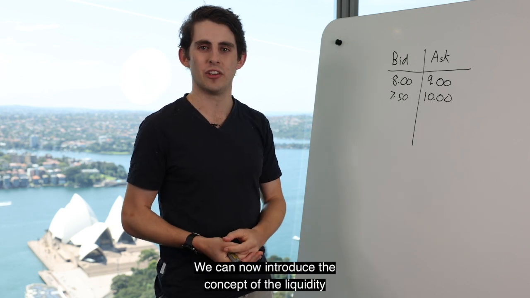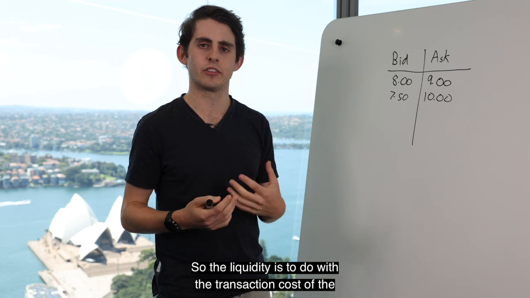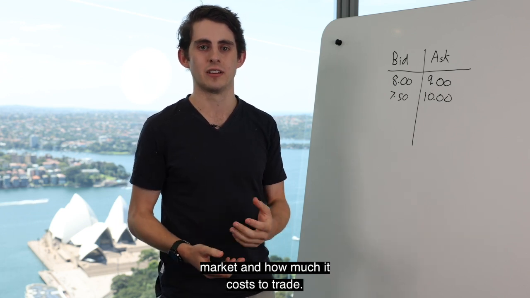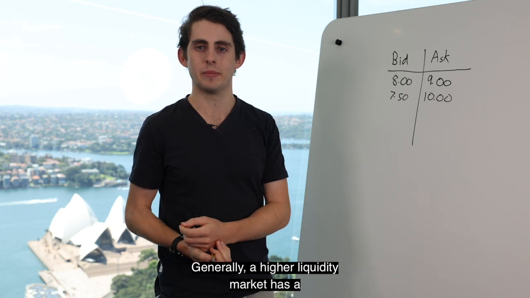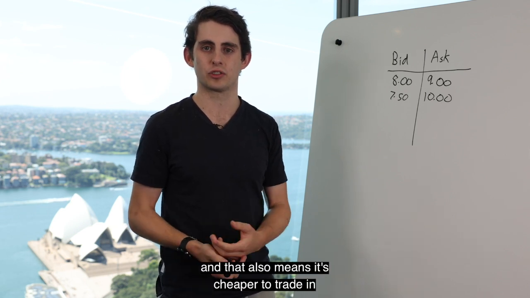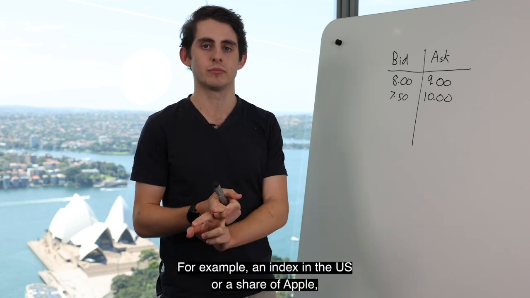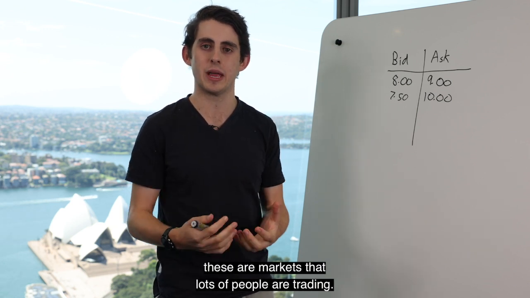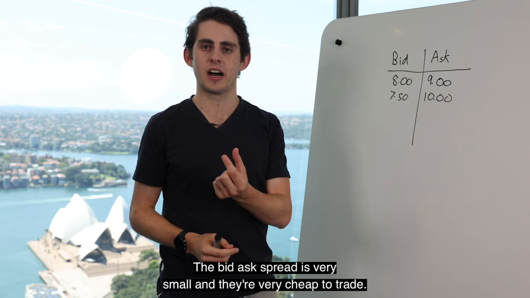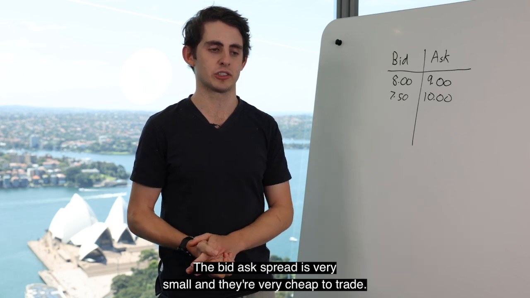We can now introduce the concept of the liquidity of a market. Liquidity is to do with the transaction cost of the market and how much it costs to trade. Generally, a higher liquidity market has a lower bid-ask spread, and that also means it's cheaper to trade in that market. For example, an index in the US or a share of Apple, these are markets that lots of people are trading. They're very competitive, they're very high liquidity. The bid-ask spread is very small, and they're very cheap to trade.